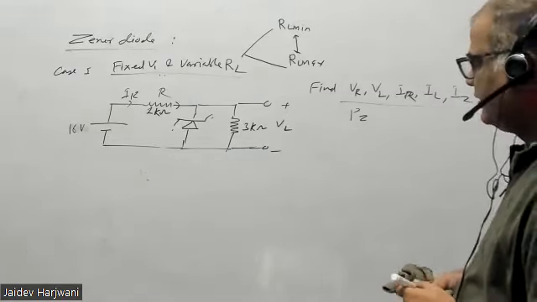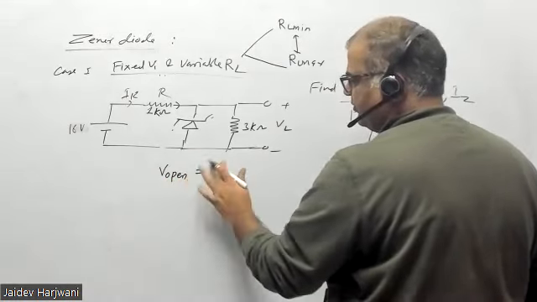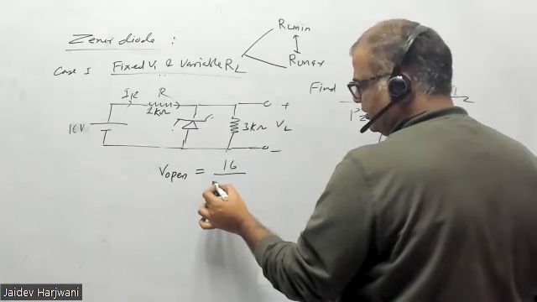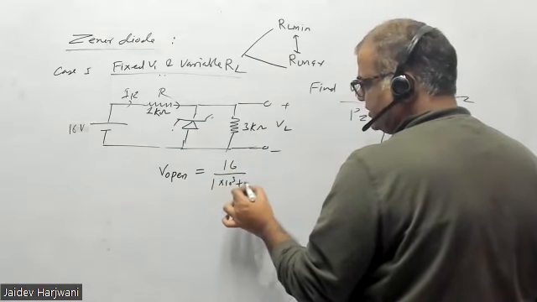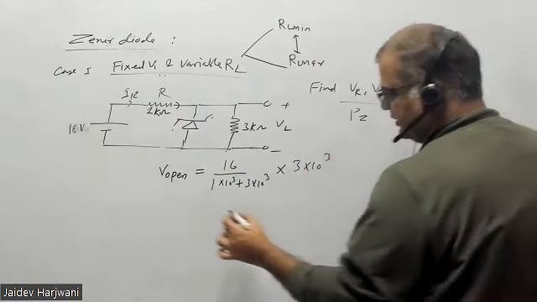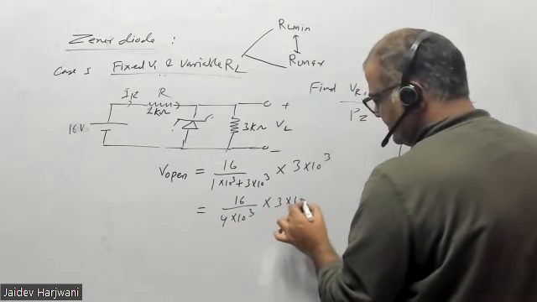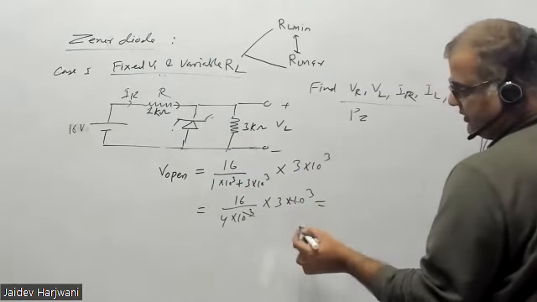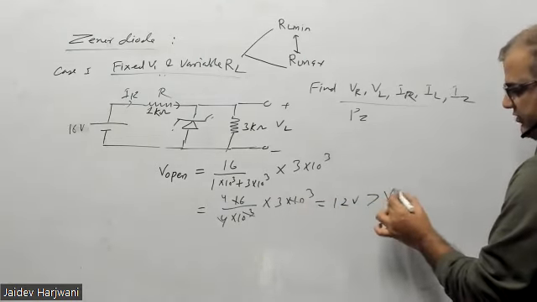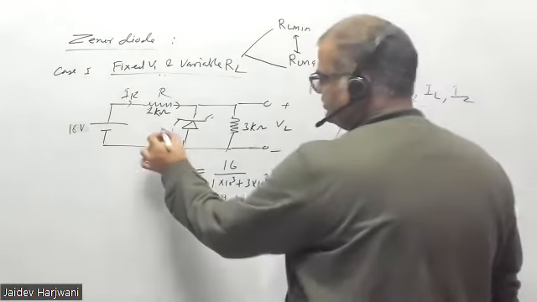So now again you have to find V open. V open gives you what? V open gives you again 16 upon 1 kilo ohm plus 3 kilo ohm, into 3 kilo ohm. V open is 16 upon 4 into 10 raised to power 3, into 3 into 10 raised to power 3, cancel out. V open how much? It's coming 12 volt, which is greater than Vz equals 10 volt. So now this becomes 10 volt.